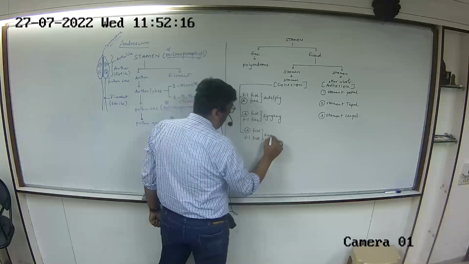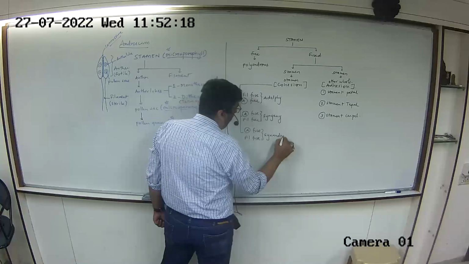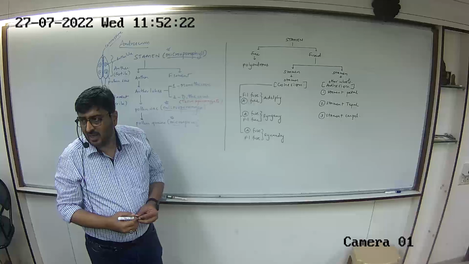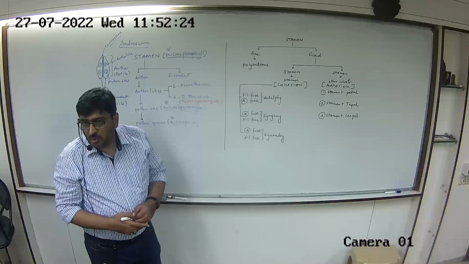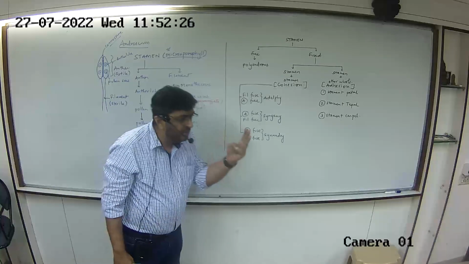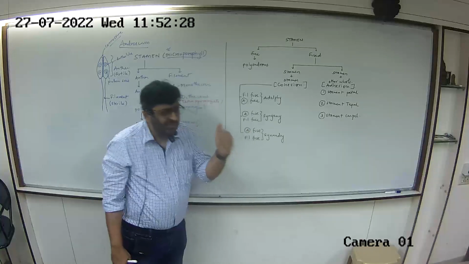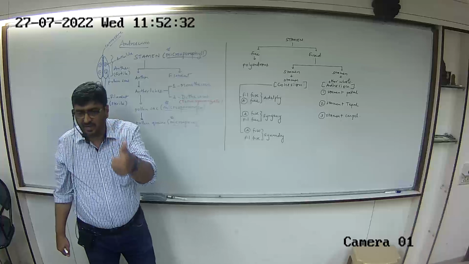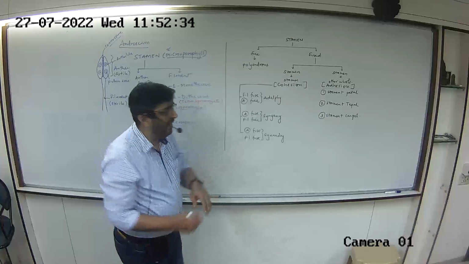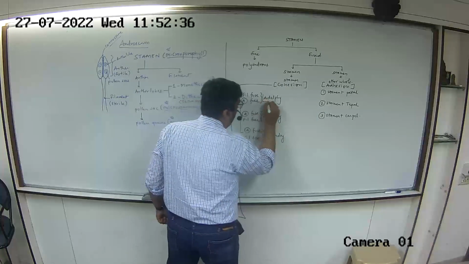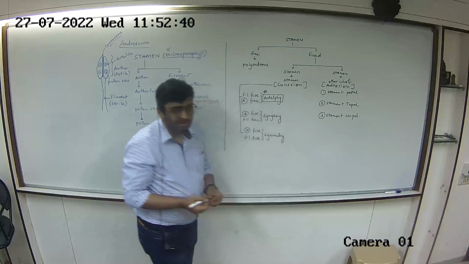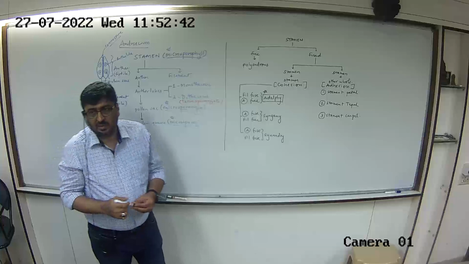And this condition is called synandry. Both the filaments and anthers are fusing. So what are the 3 types of cohesion? Adelphi, syngeny, synandry. Come again, what are the 3 types of cohesion? Adelphi, syngeny, synandry. This is important.